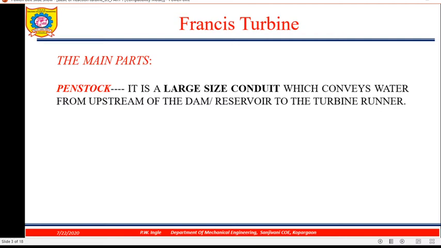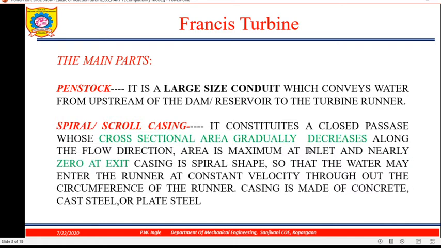The main parts are the penstock. It is a large size conduit which conveys water from upstream of the dam to the turbine runner. Next is the spiral or scroll casing. It constitutes a closed passage whose cross-sectional area gradually decreases along the flow direction. That is, the area is maximum at inlet and nearly zero at exit, and this casing is spiral in shape. What is the purpose? To keep the velocity constant throughout the circumference of the runner.